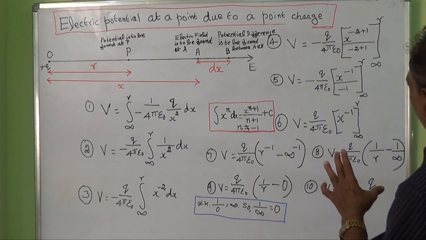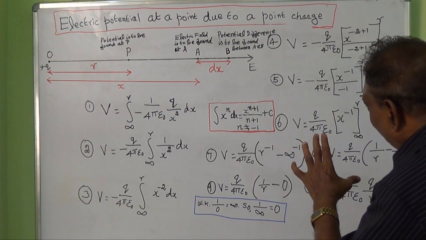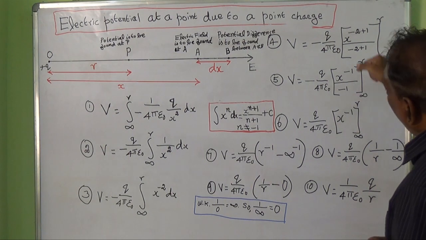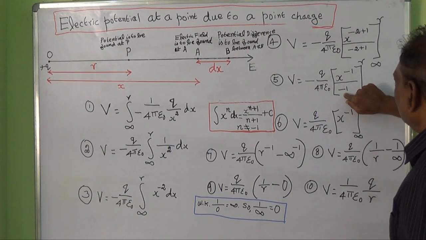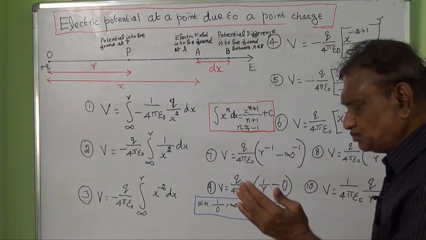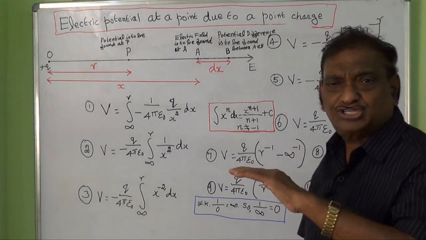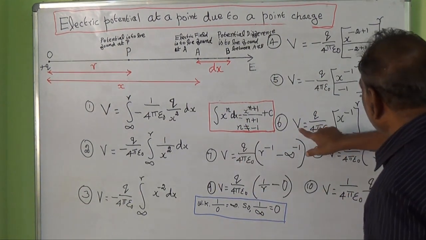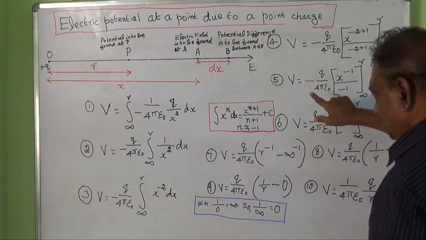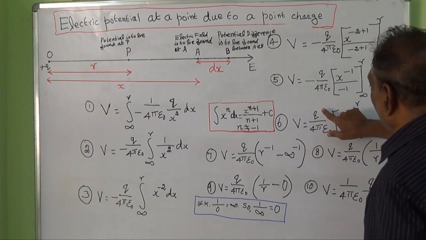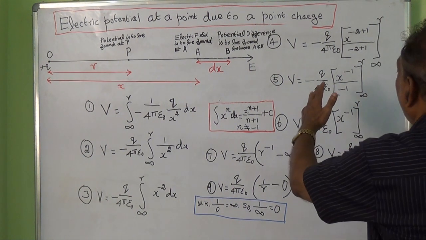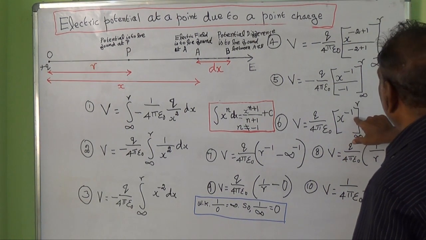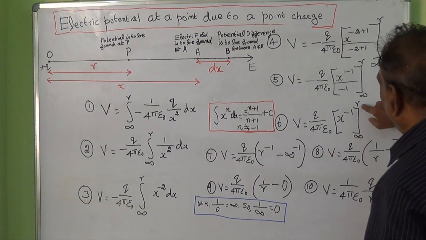Then on seeing this, we can understand that in this equation there is minus sign. In the denominator also there is minus sign. So can we multiply this minus and minus? If we multiply minus into minus, we will get plus. So the next step, that is the sixth step, has become as potential V equal to Q by 4 pi epsilon naught, because we need not write the minus sign. Square bracket x to the power minus 1, lower limit infinity, upper limit r.